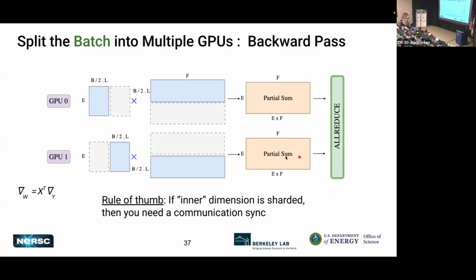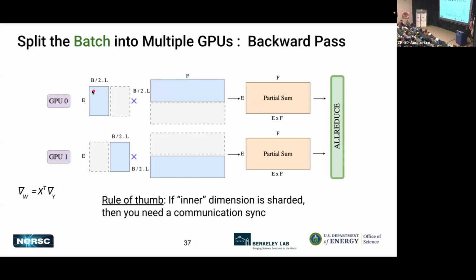But if you come to gradients of the weights, that's looking something like X transpose times gradient of Y. So once again, PyTorch will do this automatically for you, but what it will compute is transpose of the X matrix, which looks like E cross BL by 2 times gradient with respect to Y, which is BL by 2 times F, to give you an E cross F matrix. So it's the correct dimensions, but the final answer is only a partial sum.